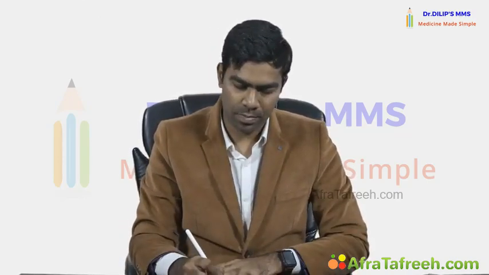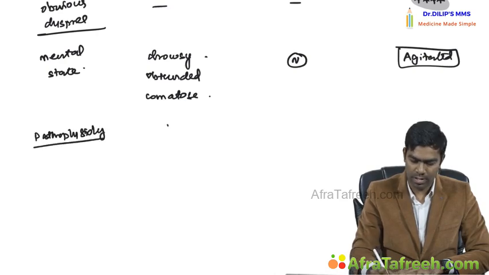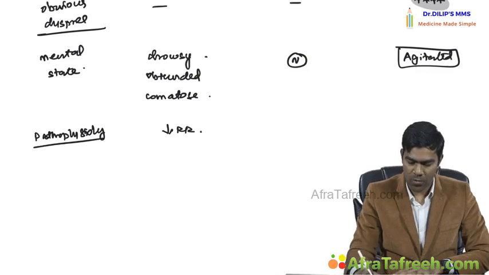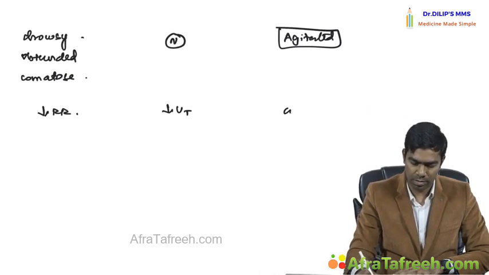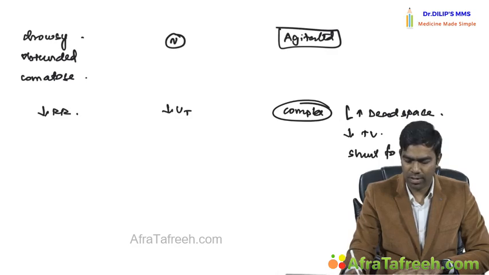And then you can see what the basic pathophysiology is. Pathophysiology wise, here it is the reduced respiratory rate, here it is the reduced tidal volume, here it is complex causes. Typically it is due to increased dead space formation, reduced tidal volume and formation of shunt. All these things can result in exhaustion.